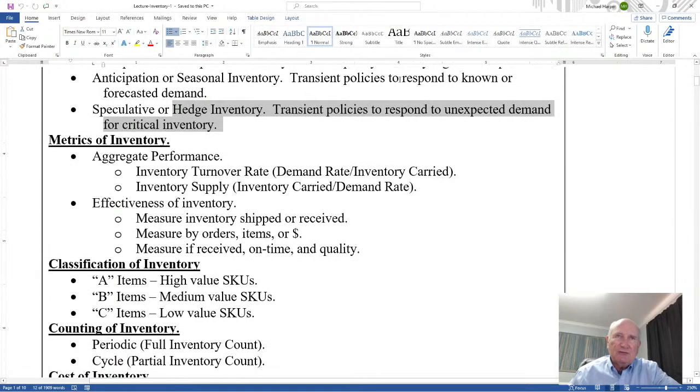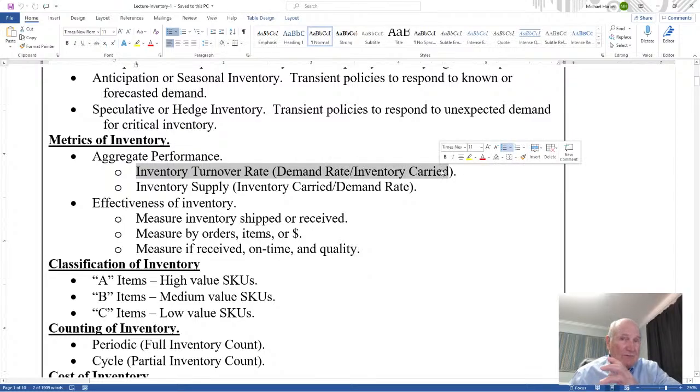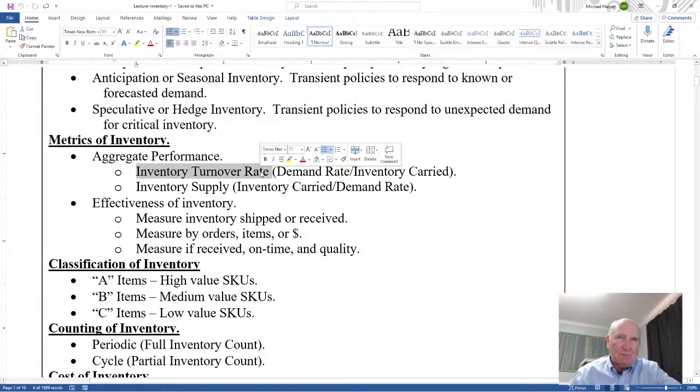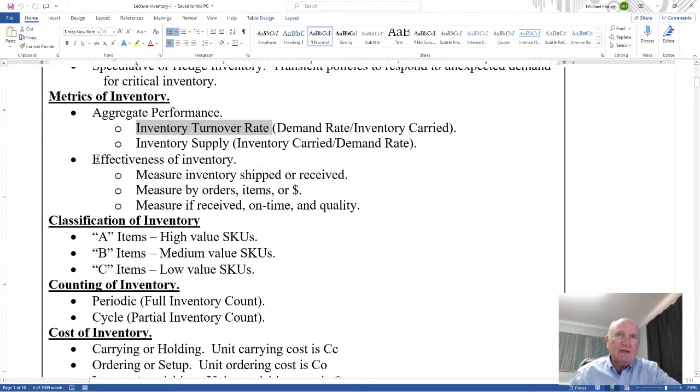Metrics for inventory, how do you measure it? Well, there are different measures. We will look at measures in this lecture. Aggregate performance with inventory turnover rate, and we'll define that. That'll be a demand rate over the inventory carried, and we'll define that and calculate it. And then inventory supply is really just the inverse of that. We will not go into the inventory supply metric, but we will look at the inventory turnover rate metric.